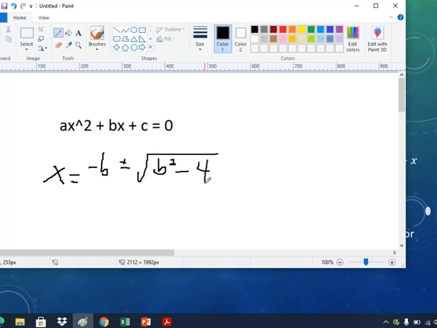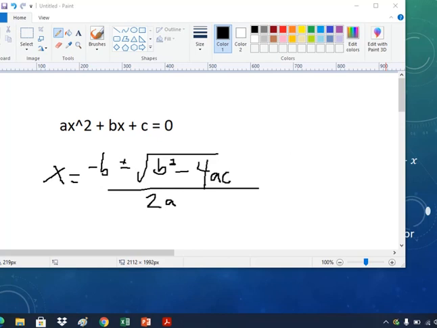minus 4ac, divided by 2a. So using this formula, the quadratic formula, you can now solve for the values of x or its roots. So since this is a quadratic, you can compute for two values of roots. So it has two roots since the exponent is 2.